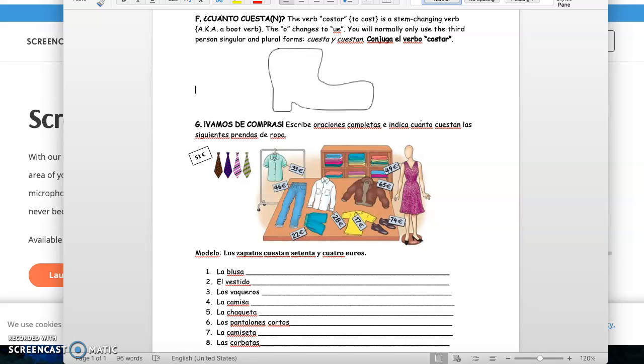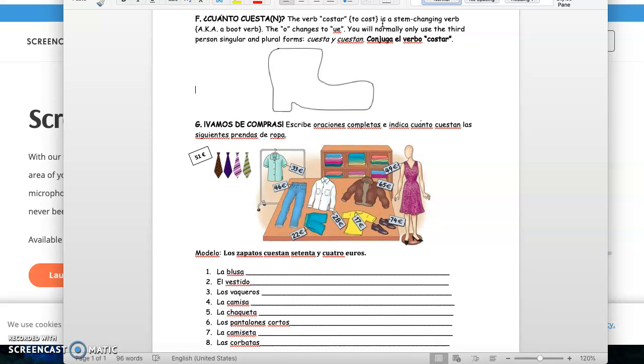This is a review of clothing and numbers, an introduction of the verb costar, which means to cost. The verb costar is a stem-changing verb, also known as a boot verb. This is not a new concept to any of you.